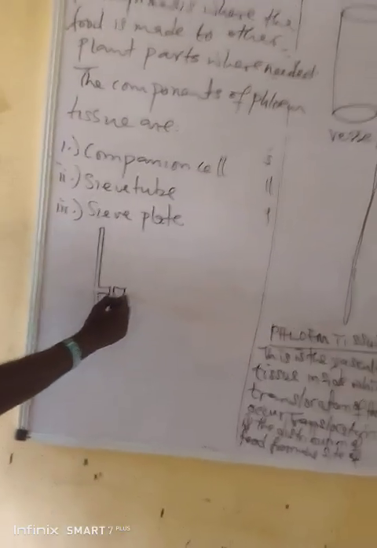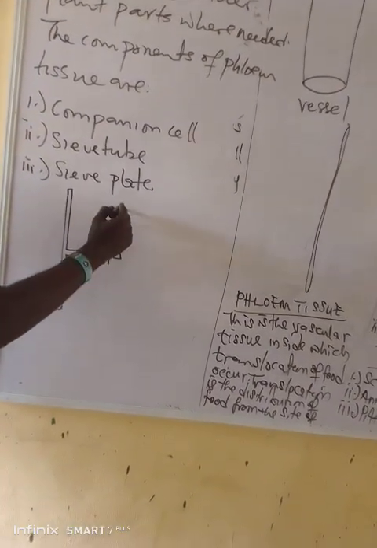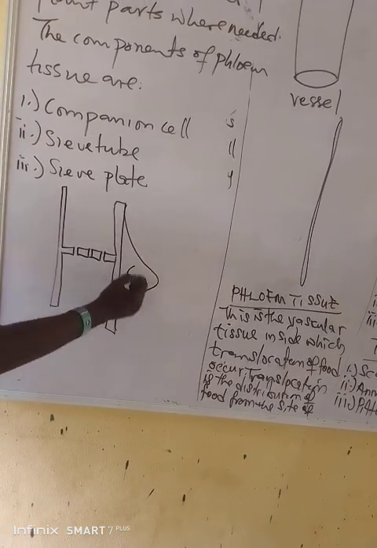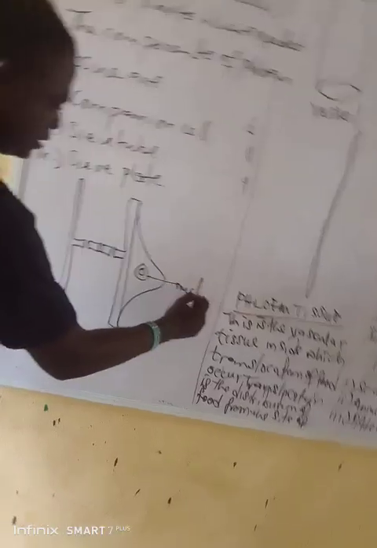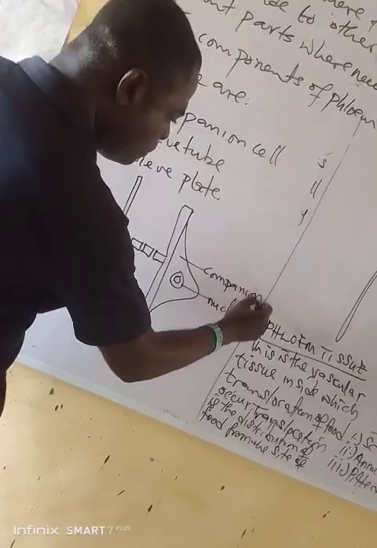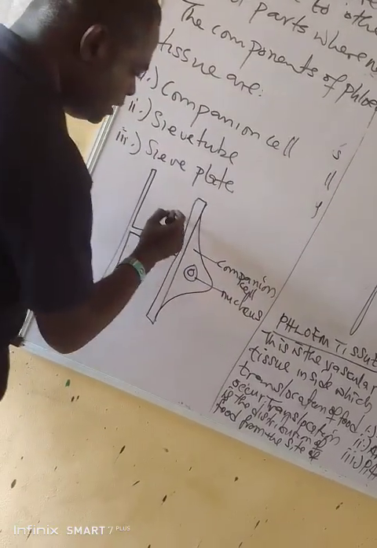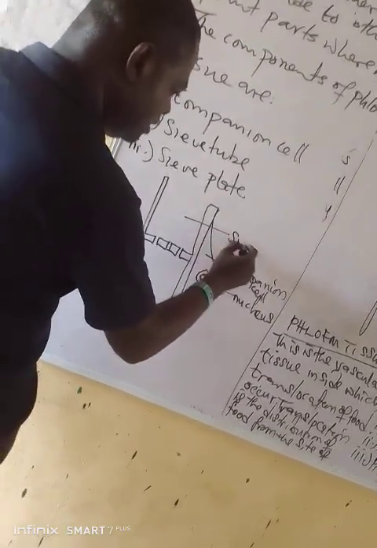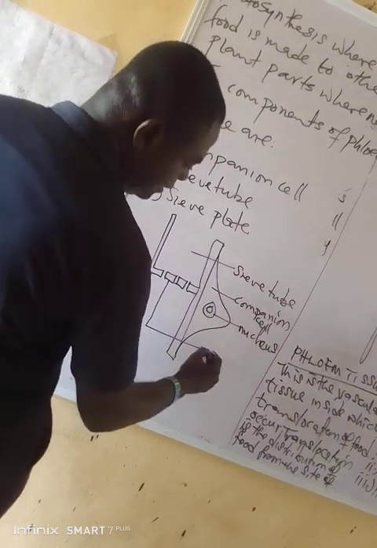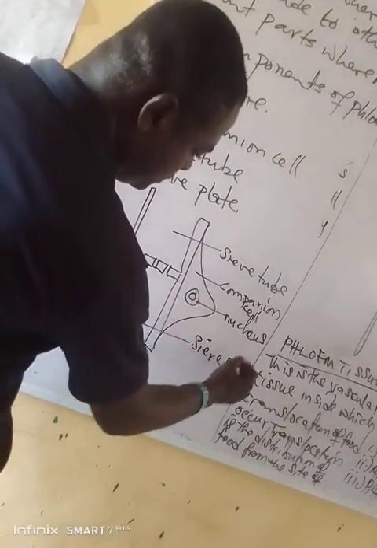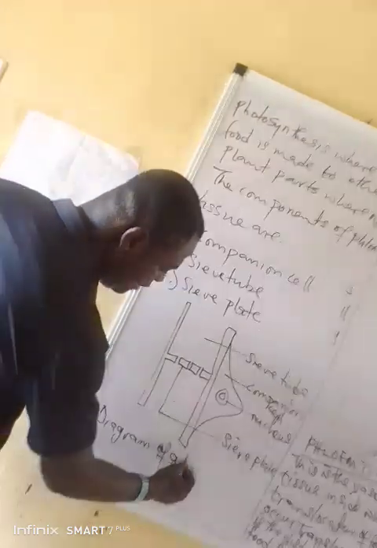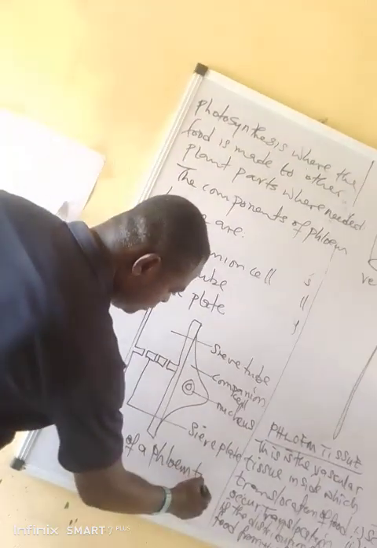You have something like this. This is a nucleus. This is the companion cell. This is a sieve tube. And this thing that looks like a filter is a sieve plate. So what you have here is a diagram of phloem tissue.